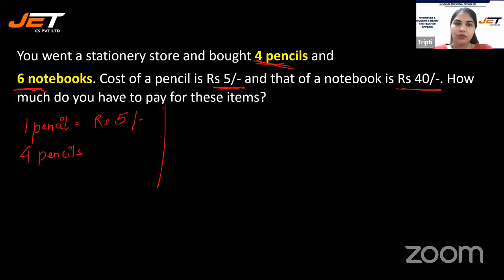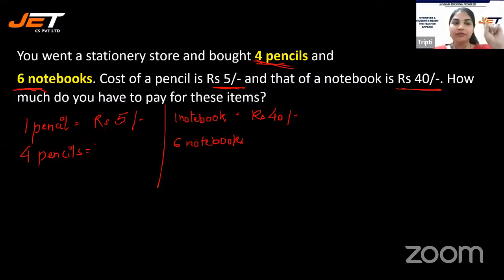Similarly, one notebook is for 40 rupees. And I have purchased 6 notebooks. Okay. Now you will say 5 plus 5 plus 5 plus 5, like that you will do. That's wrong. Actually, not wrong, but that's time consuming. We are here to do the smart work, not hard work. Yeah, hard work, but a bit of it, but more of smart work.